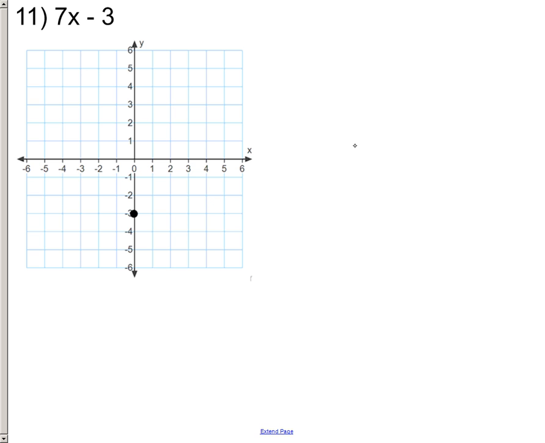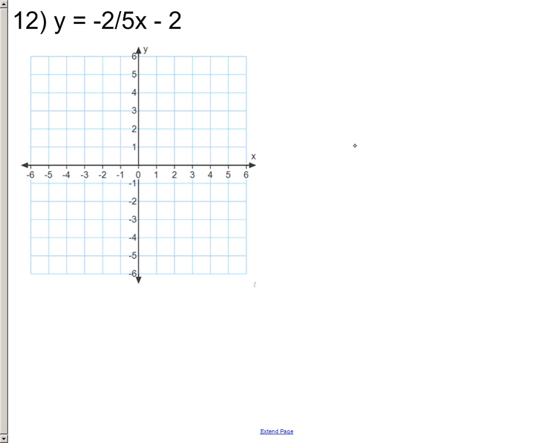Here, y-intercept's -3, so we'd go up 7 and to the right 1. And the very last one, the y-intercept is -2, and we would need to go down 2 and to the right 5.